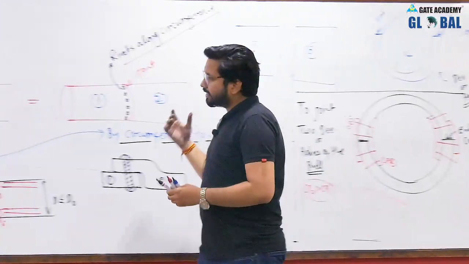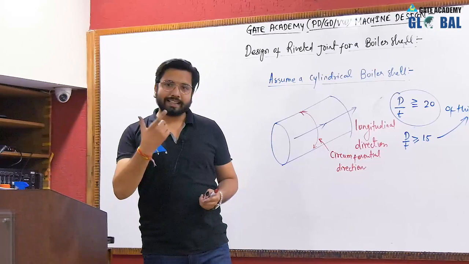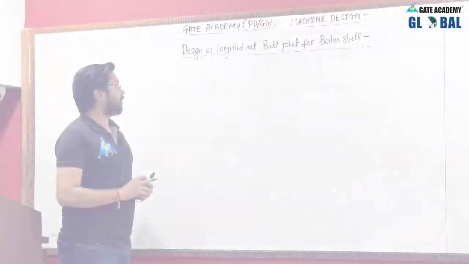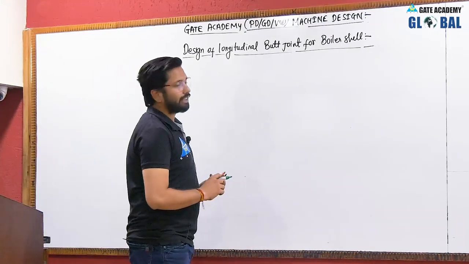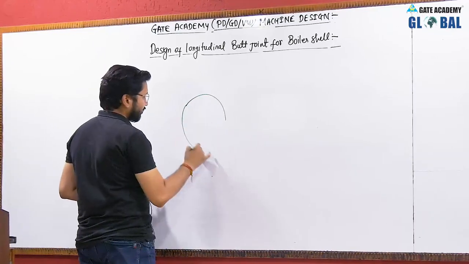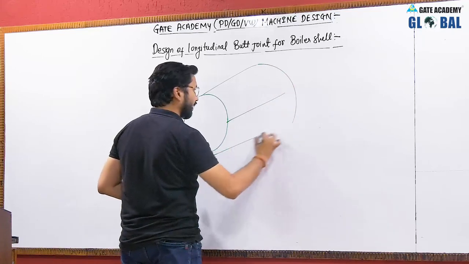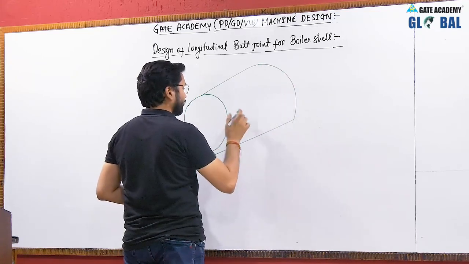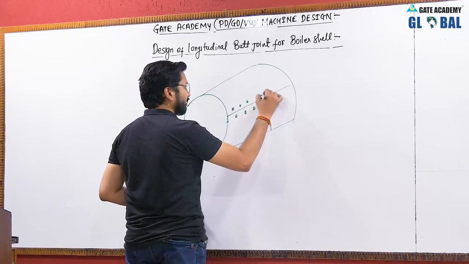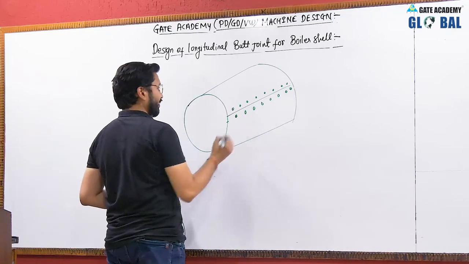Now let us see the design procedure for the butt joint, that is, the longitudinal joints in the boiler. We will start with the longitudinal joint first, then we will see the circumferential joint. So now let us see the design of longitudinal butt joints in a boiler shell. As I have told you, the longitudinal butt joint will connect the two halves of the shell like this. Here we will have rivets like this. There will be a number of rows in the riveted connection.